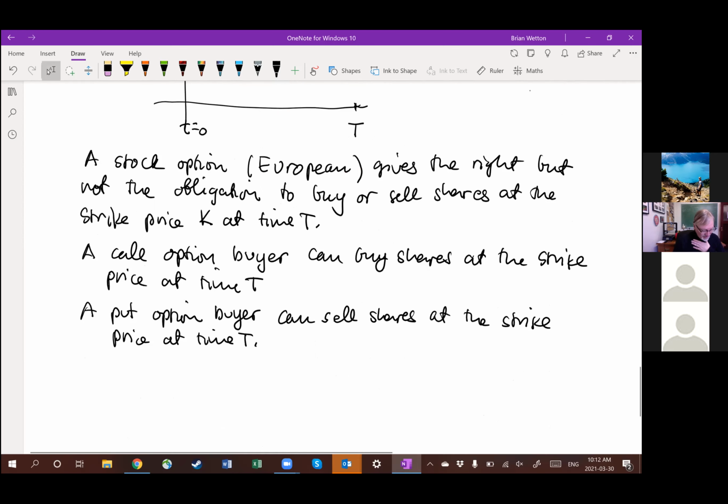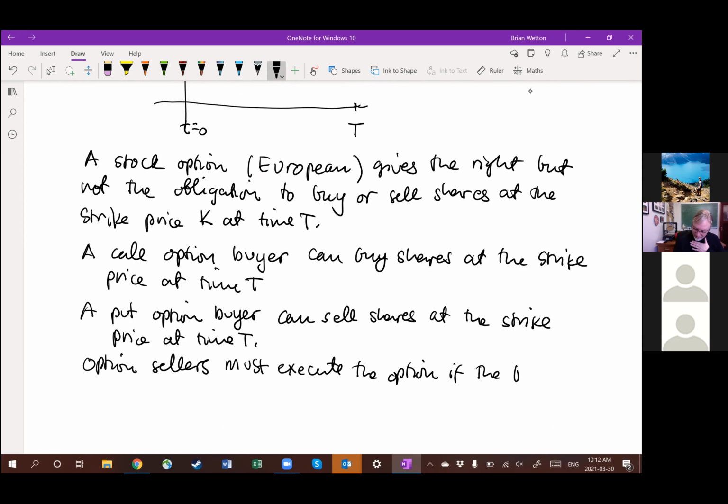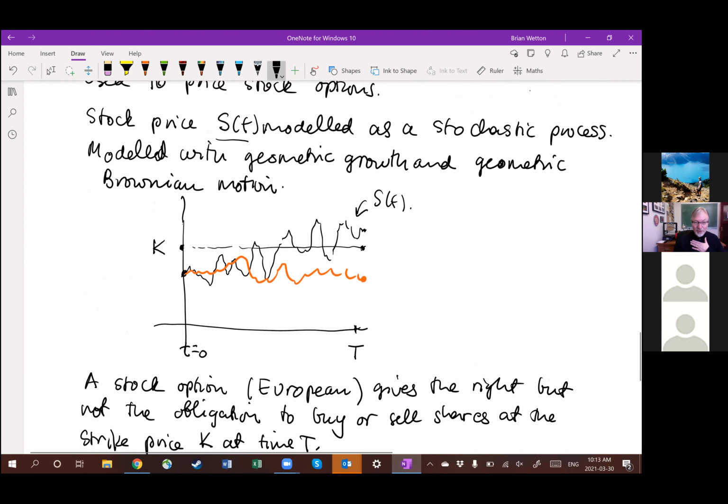Okay, and just to say that if you're the seller, you must execute the option if the buyer requests it. Well, and clearly, if we're talking about these call options, if you are the buyer, you're only going to execute the option if the stock price is above the strike price at time t.